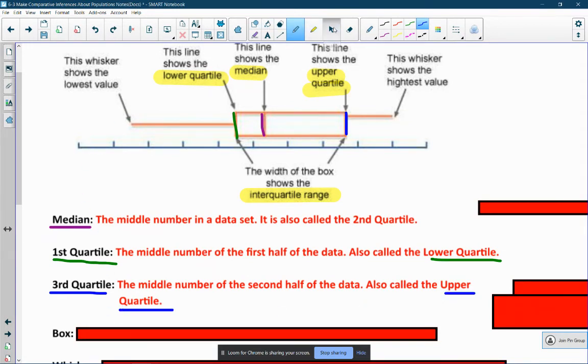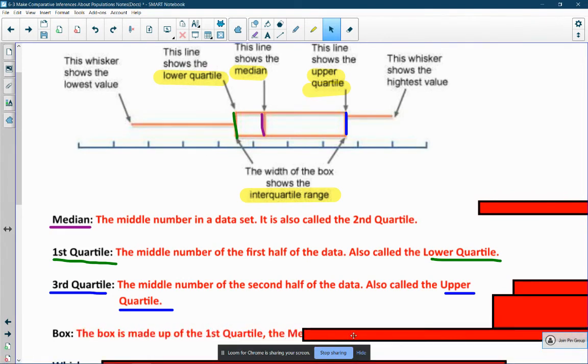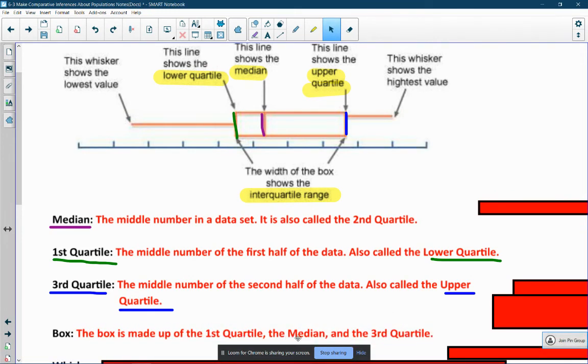Now our box is made up of the first quartile, the median, and the third quartile. So all 3 of these lines make up our box. I'm just going to draw that in here, using a black line. And we need to remember that all this information makes up 50% of our data. This is what we use mainly to compare all of our stuff. This little box. How do the boxes compare?